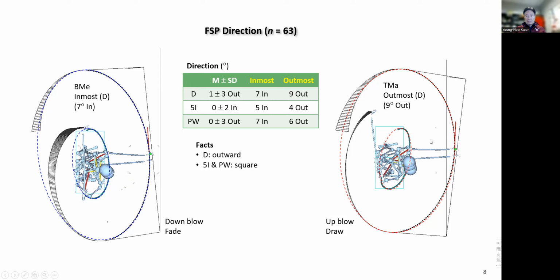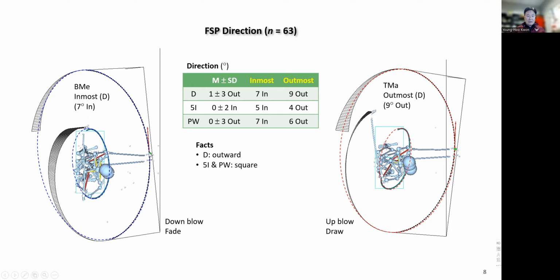So here are the two extreme cases for the driver swing. This shows a 7 degree inward alignment. So this is the swing plane here. It's way inward relative to the target direction. And this one is 9 degrees outward. This angle is 9 degrees here. So these are the extreme cases.